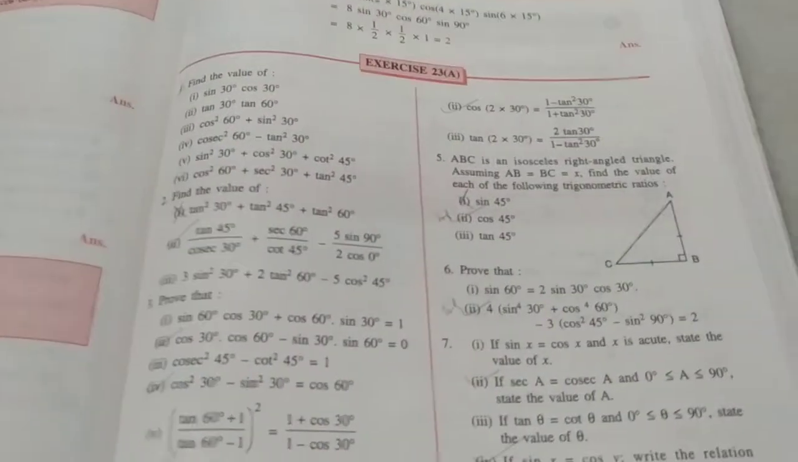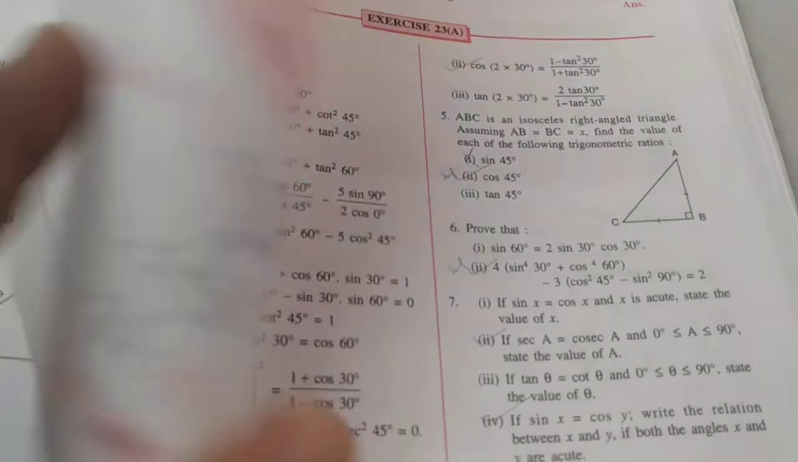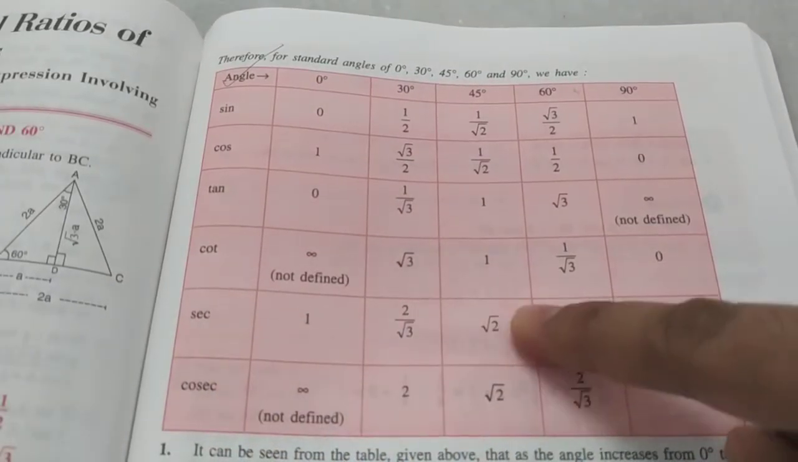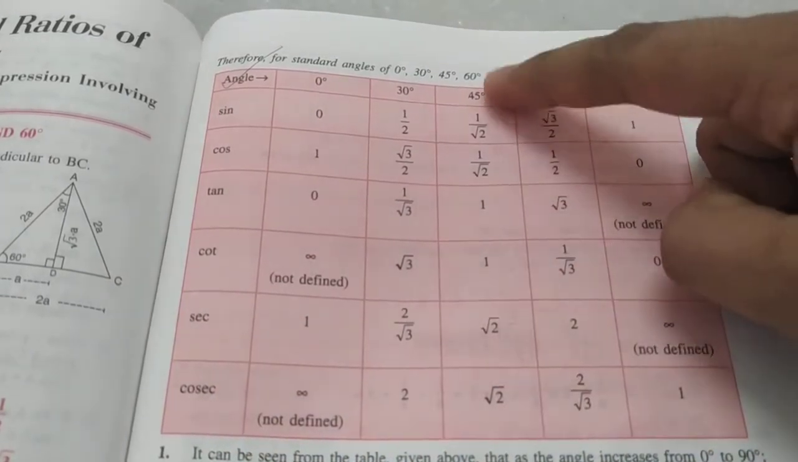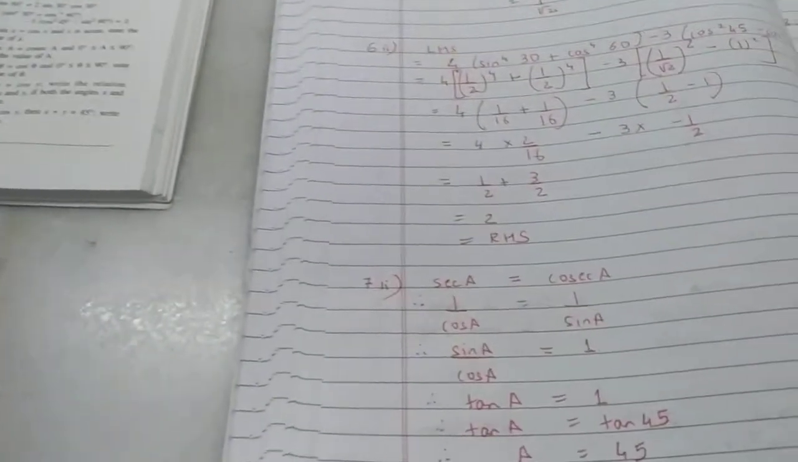Now 7.2, if sec A is equal to cosec A, what is the value of A? Well, if you look at the table itself, I can see that sec and cosec have the same value, root 2, when the angle is 45 degrees. So you should know beforehand that the answer is going to be 45 degrees, but you can't write the answer directly. You have to solve it.